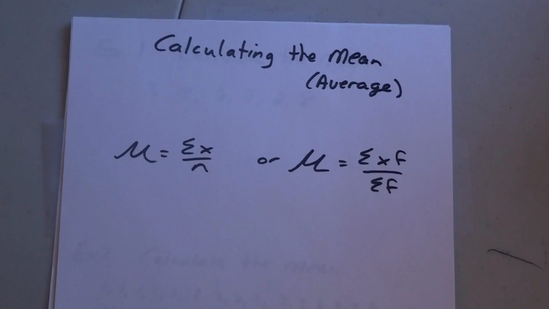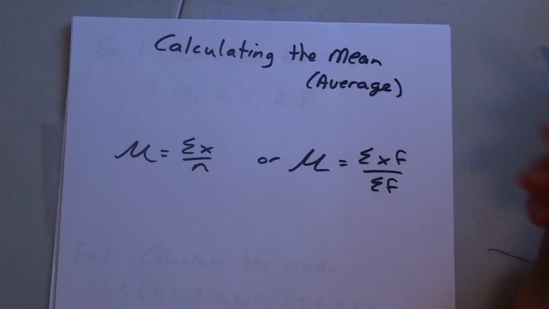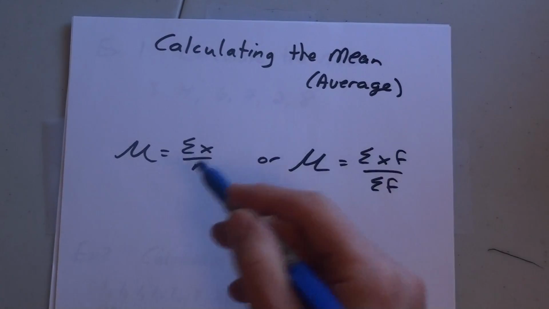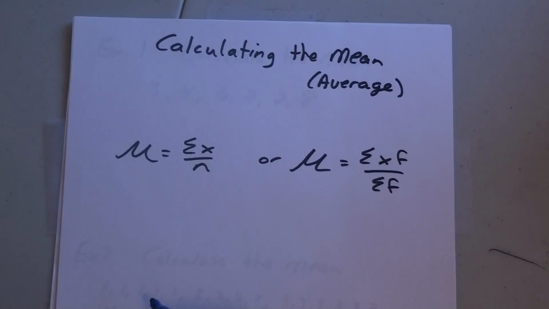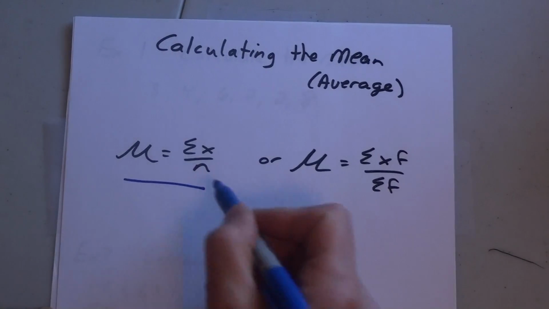This lesson is on how to calculate the mean or the average. Whenever you go to calculate the mean or the average, basically you're adding up all the terms and dividing by how many there are. Now there's going to be two main formulas we're going to use.